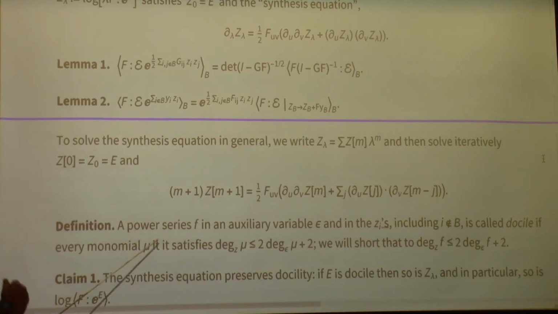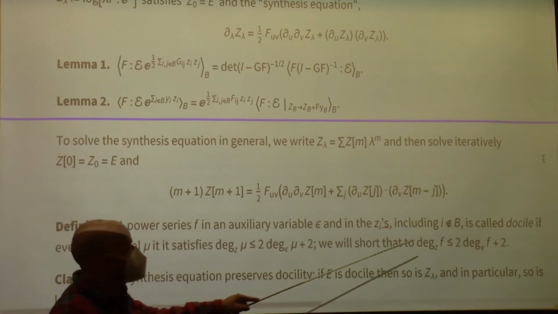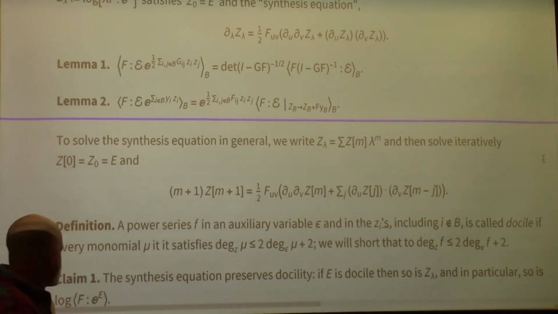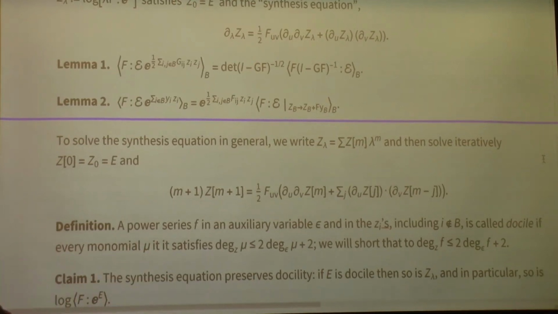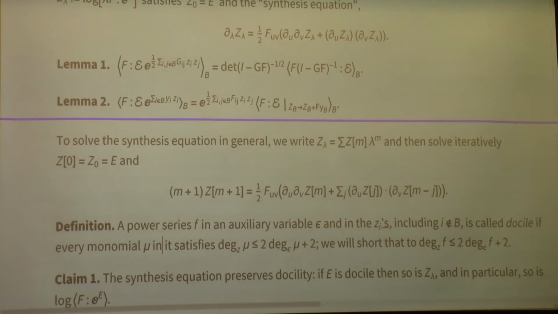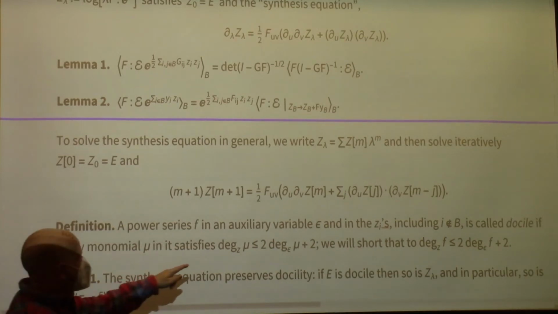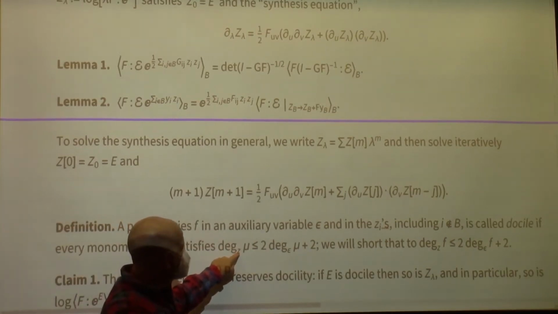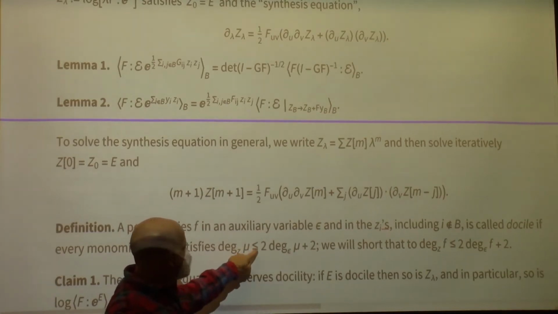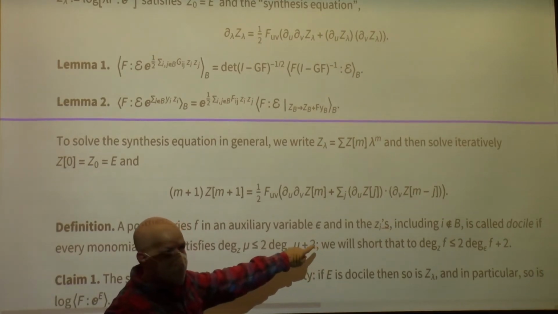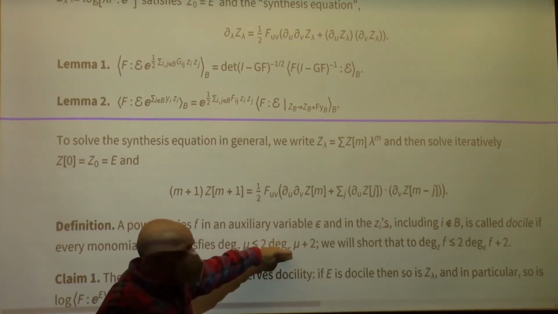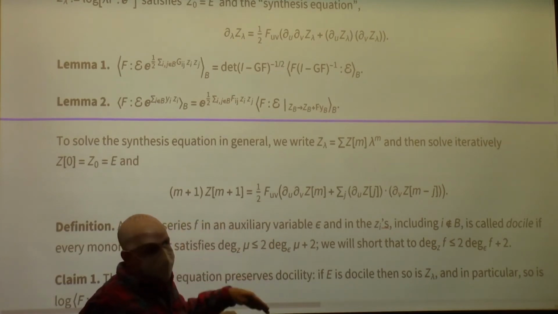So anyway, a power series like that is called docile if every monomial in it has the property that the degree with respect to the z variable is less than twice the degree with respect to epsilon plus 2. Okay? Why this? Because it works. You'll see. Okay?